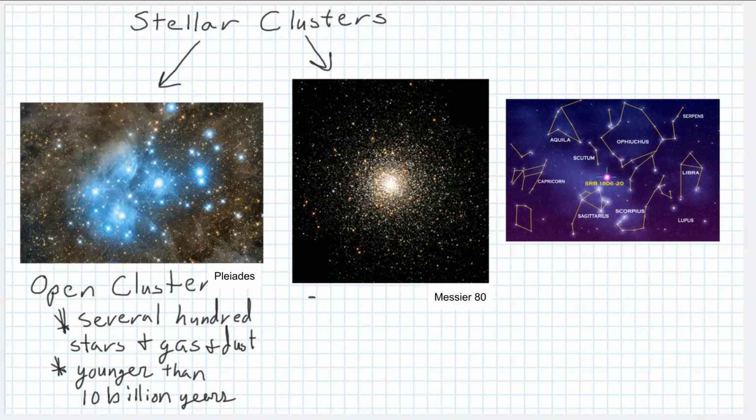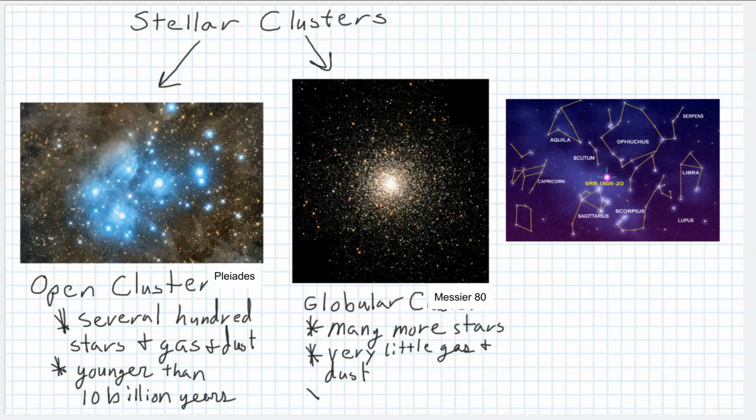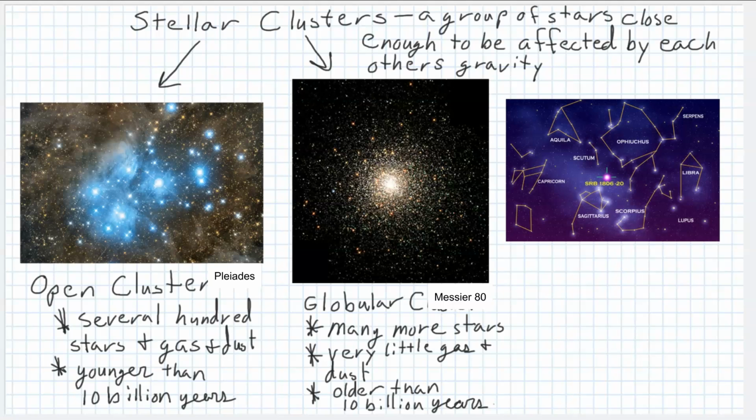The other type of stellar cluster is shown here with the example Messier 80, and this is an example of a globular cluster. Globular clusters have many more stars than an open cluster, and because they have more stars, there's very little gas and dust remaining in a globular cluster. Globular clusters are older than open clusters, so they're older than 10 billion years. Both types of stellar clusters have stars which are close enough to be affected by gravity of each other.